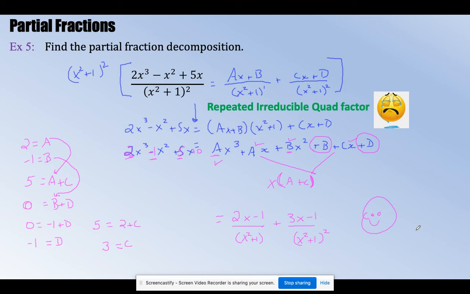Even with that repeat, how can you check your work? Multiply it back out or simplify.